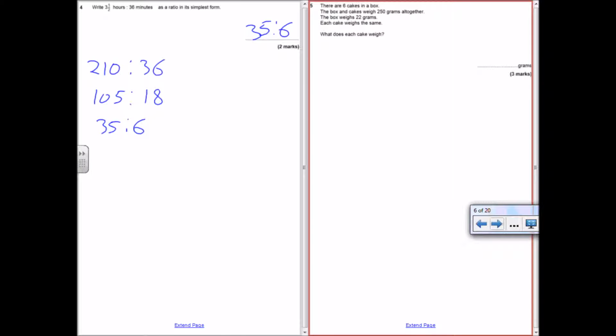Number 5, we need to work out how much each cake weighs, and we know how much the box weighs and how much 6 cakes and the box weigh. So if we know the box weighs 22 grams and the box and the cakes together weigh 250 grams, then 6 cakes must weigh 250 minus 22 grams, which is 228 grams, sorry, 250 minus 22.